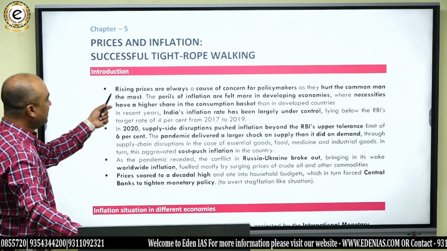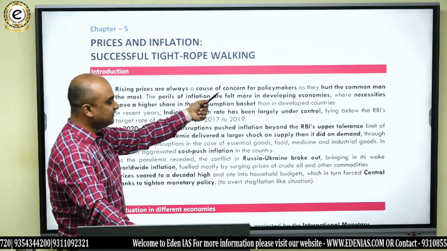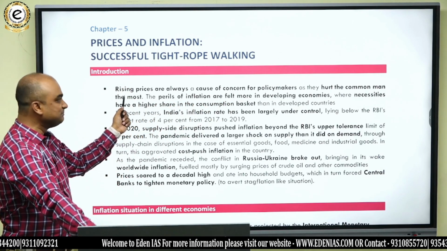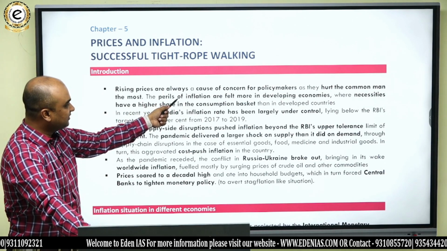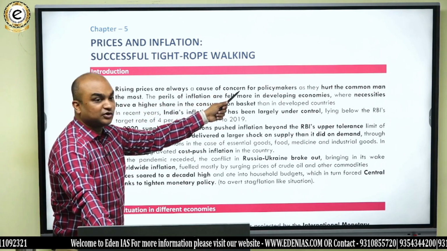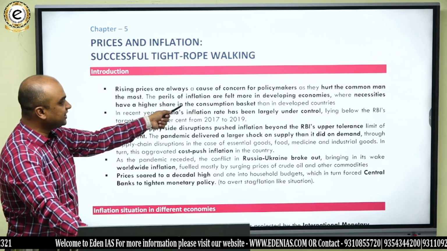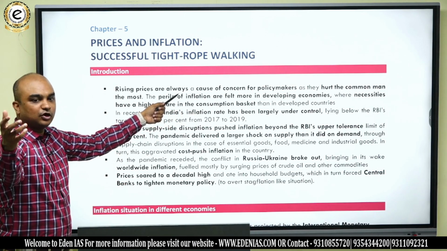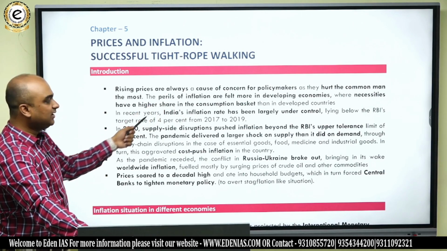Let's take a look. Rising prices are always a cause of concern for policymakers as they hurt the common man the most. Do you understand this statement? The perils of inflation are felt more in developing economies where necessities have a higher share in the consumption basket than in developed economies. Do you understand that? In developed economies, maybe luxuries are having a higher share.